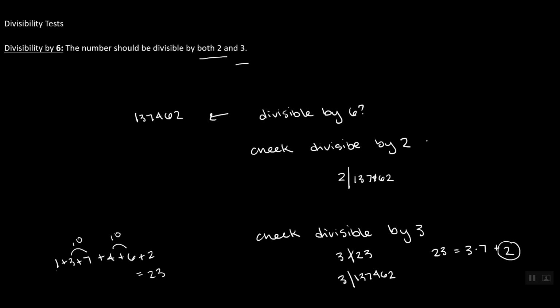Although 2 passed, 3 did not. Therefore, this number is not divisible by 6. So 6 does not divide 137,462. If both of the tests had passed, then we could say that the number is divisible by 6.